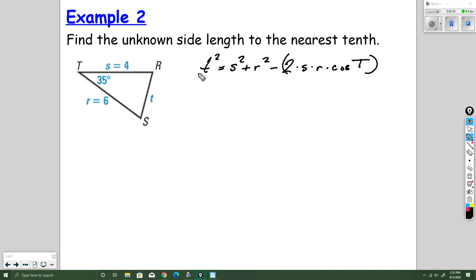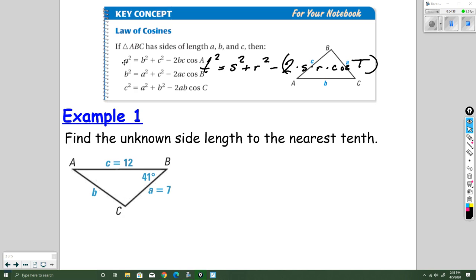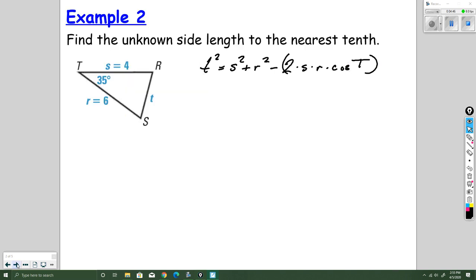Notice in each one of these versions of the law of cosines, it starts and ends with A, starts and ends with B, starts and ends with C. Then everything else is the other two variables. That's how we know how to set this equation up. We have t squared, which starts and ends with t. Everything else is s and r. All right, now let's plug in what we know. So s is 4, r is 6, and then angle T is 35 degrees.